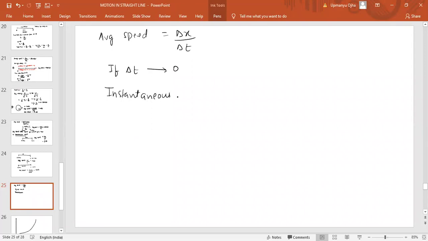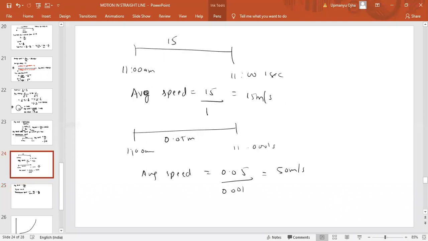Then we have to write like this: limit delta t tends to 0, delta x by delta t. Now when delta t tends to 0 or this interval is very small, this delta becomes d, so instantaneous speed becomes dx by dt. So in this way we represent instantaneous speed, that is dx by dt. Instantaneous speed is basically the speed of the particle at any particular instant of time. Like in this example, the speed of the particle at 11 a.m. was 50 meter per second.